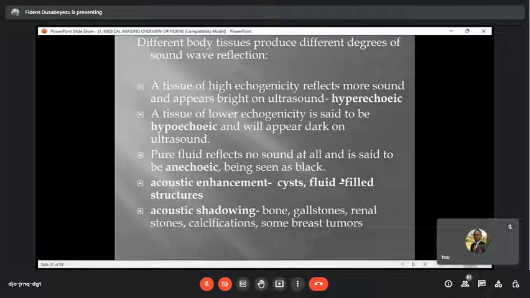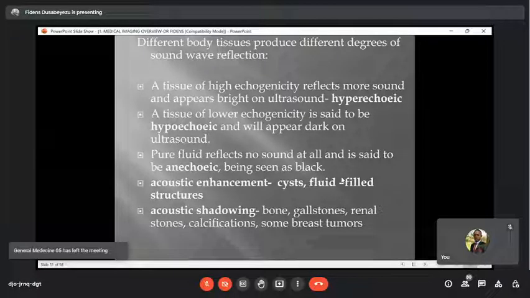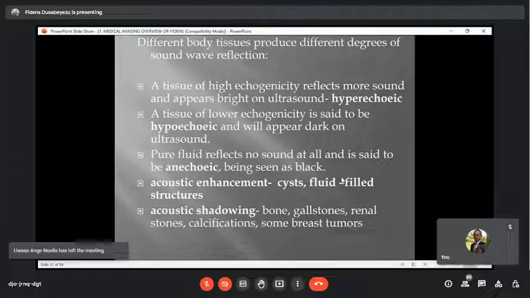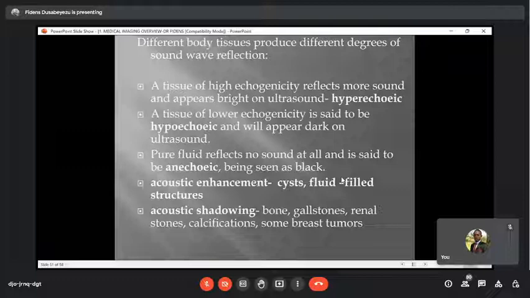Okay, it is difficult maybe to understand it from the screen like this, but from practice, when you come for rotation, you will understand very easily. So there is something in ultrasound called acoustic enhancement. It's a term we use to describe our image.